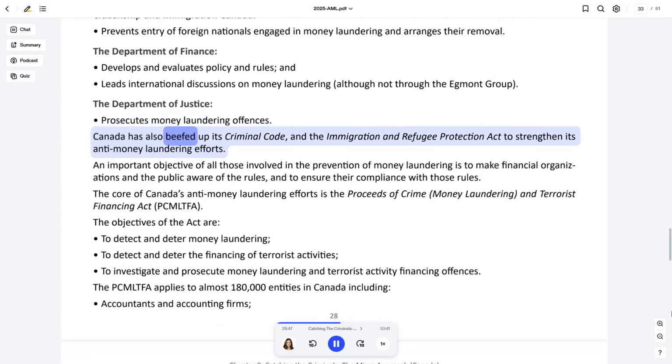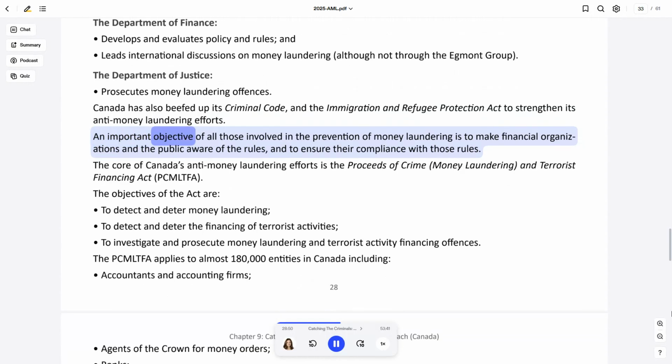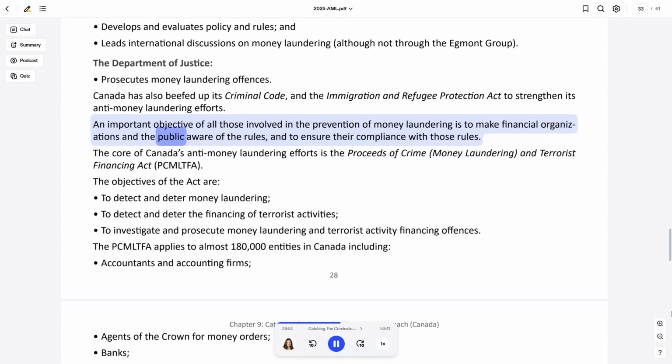Canada has also beefed up its Criminal Code and the Immigration and Refugee Protection Act to strengthen its anti-money laundering efforts. An important objective of all those involved in the prevention of money laundering is to make financial organizations and the public aware of the rules and to ensure their compliance with those rules.